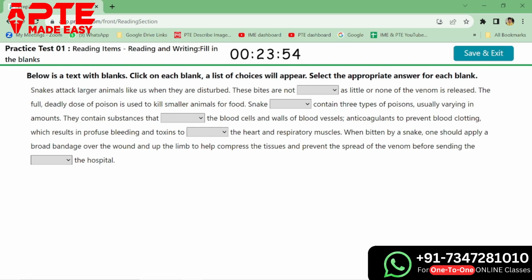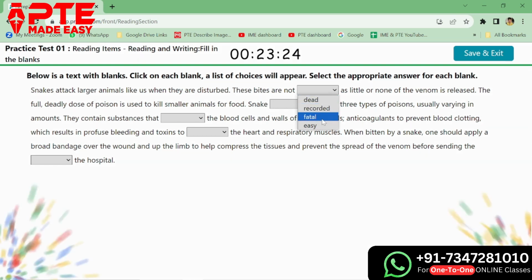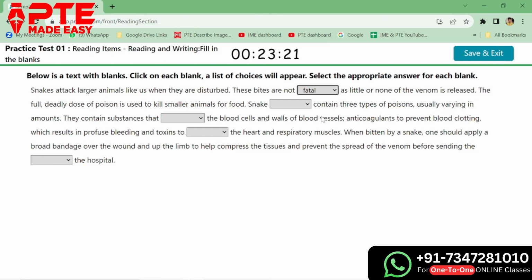Go through the text once to get an idea, just skim it once. Okay, snakes, it's about snakes. So they are going to talk about venom, they are talking about toxins and bleeding. We have gotten to know what exactly they are going to talk about now. Go through the first blank or the first sentence. Snakes attack larger animals like us when they are disturbed. These bites are not dash as little or none of the venom is released. So, none of the venom, none of the poison is released. That's why these are not fatal. Fatal means deadly. These are not deadly.